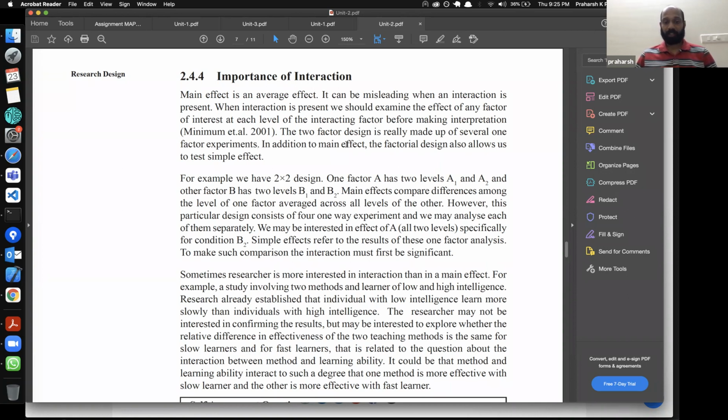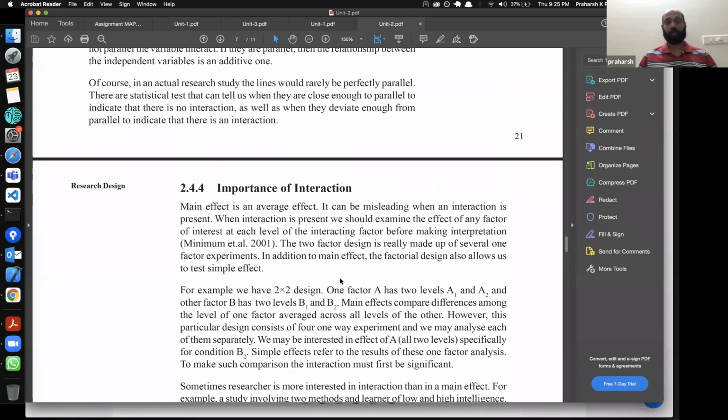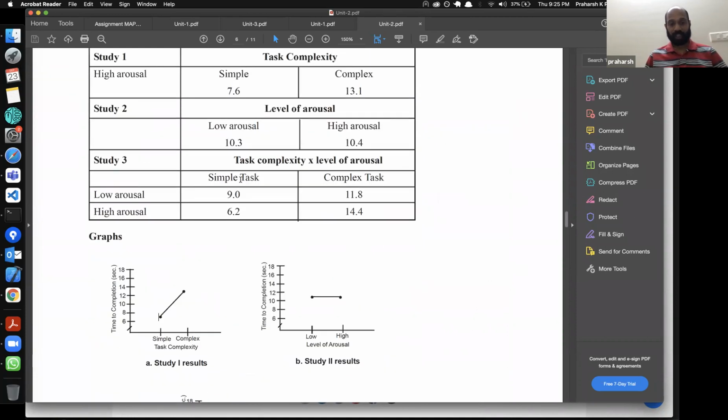In addition to main effect, the factorial design allows us to test simple effect. For example, we had a 2 by 2 design. One factor A has 2 levels, and if you read this, it will be confusing. I'll rather go back to the table and tell you what it is. If you take the readings across this, 9 and 6.2, you can get an average across this, and you can say that the time taken for simple tasks can be averaged as the average of this column. The average of time taken for complex tasks can be taken as the average of this column.